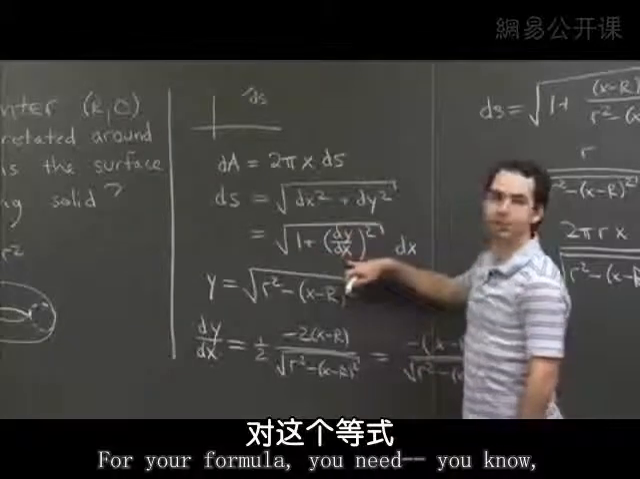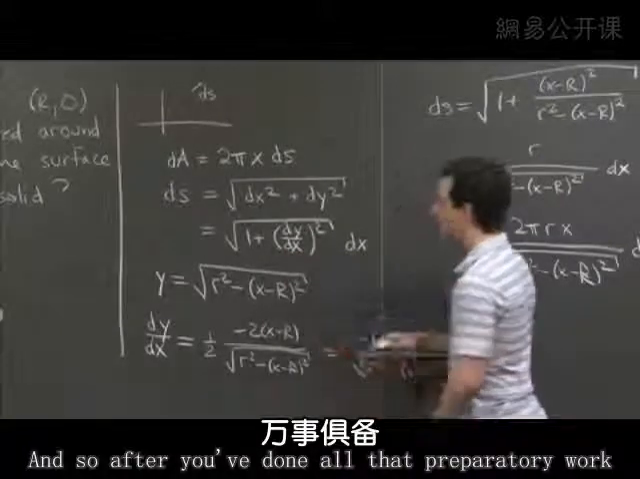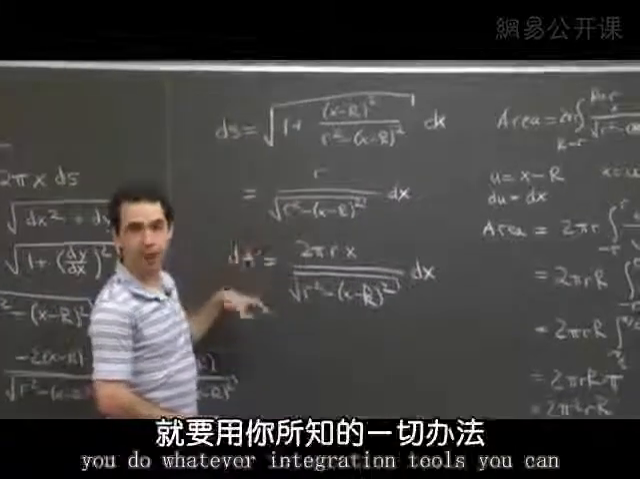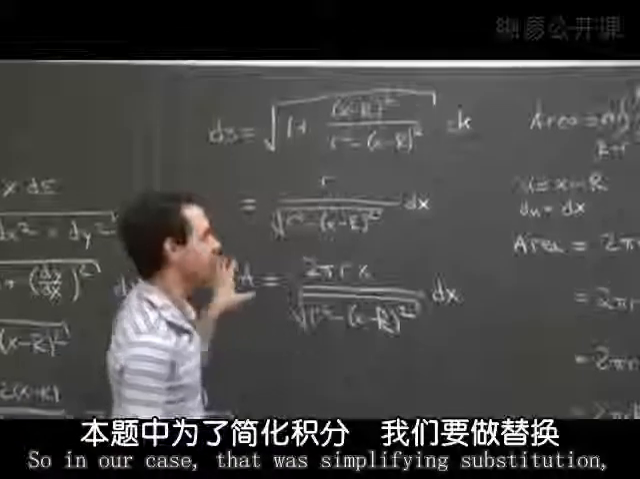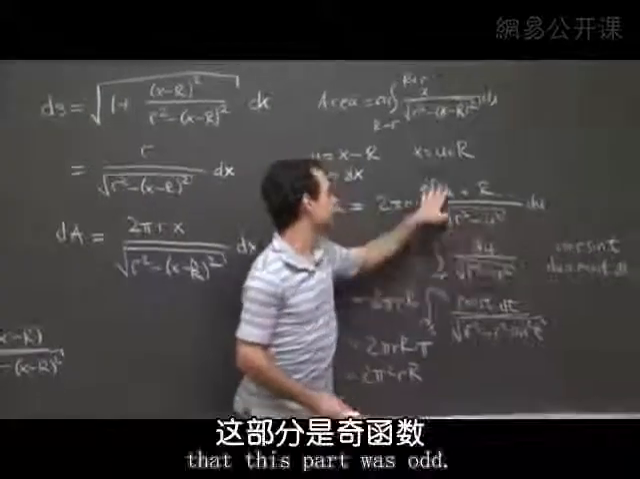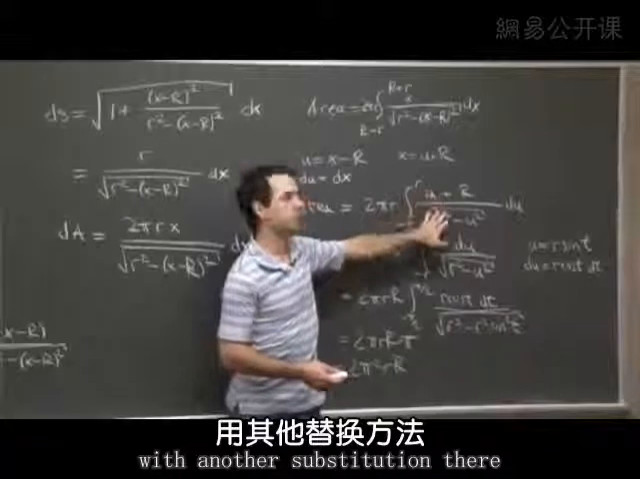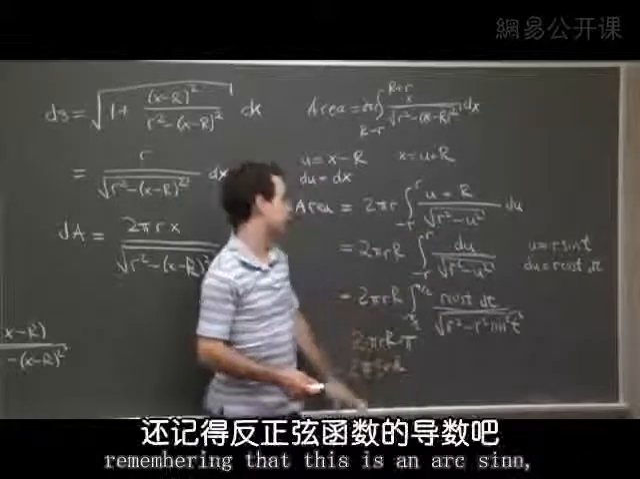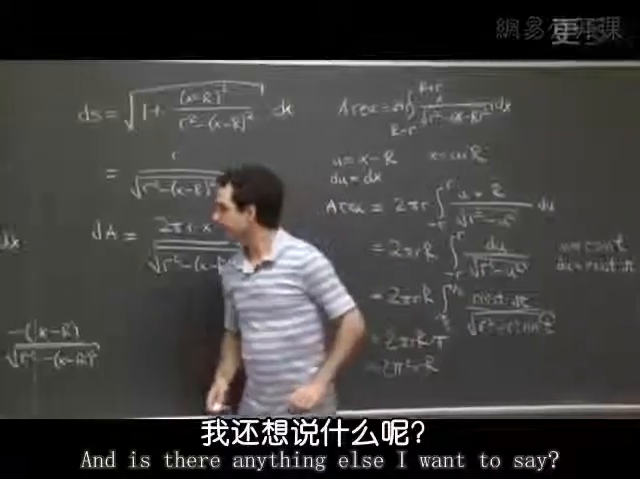Okay, and then we just did the usual thing. For your formula, you remember the formula for ds. Then you need to find this derivative and plug it in. And so after you've done all that preparatory work, then you have your integrand set up. And once you've set up your integrand, you do whatever integration tools you can to hit it with. So in our case, that was a simplifying substitution, and then a nice observation that we used here to simplify this, that this part was odd. I mean, you didn't need that observation. You could have done the problem perfectly well with another substitution there to kill off that first part. And then a trig substitution, or remembering that this is an arc sine or related to an arc sine to finish it off.